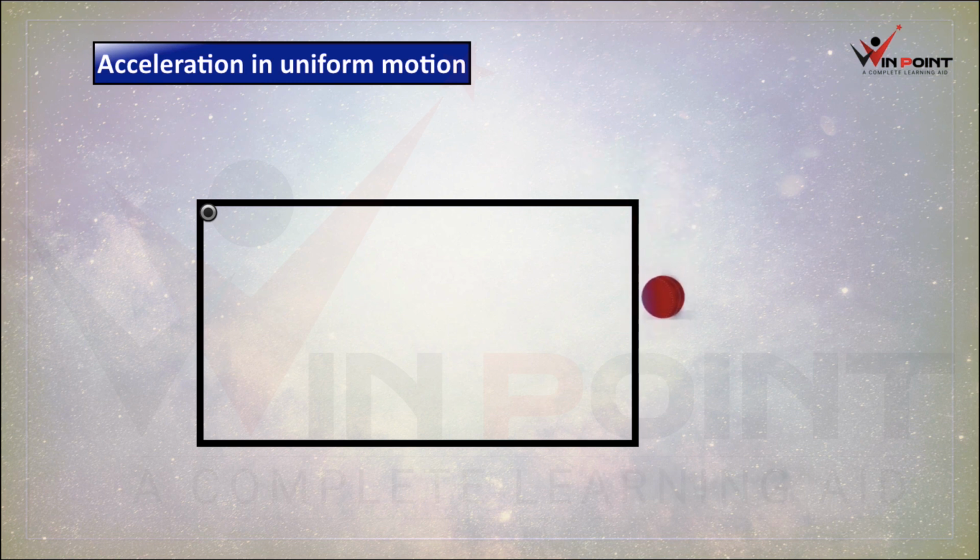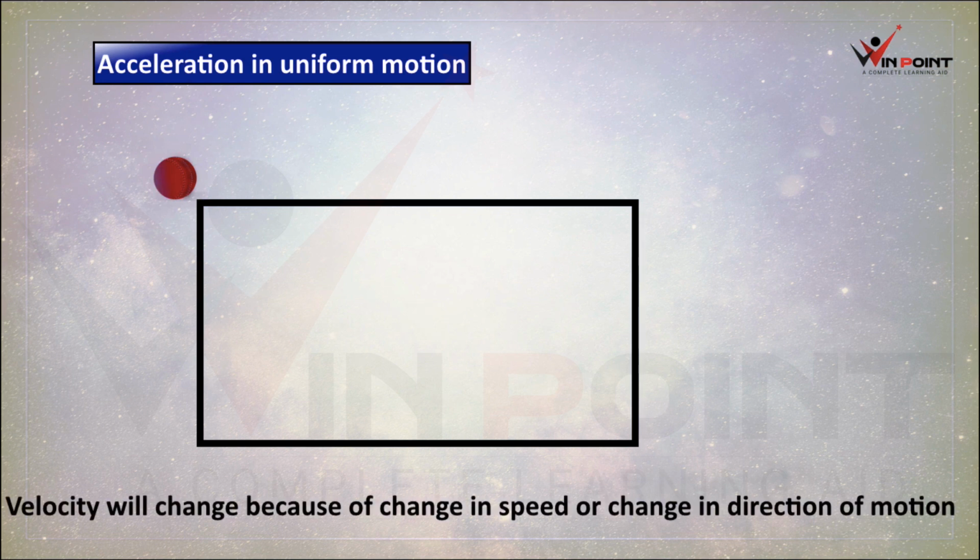Now it changed the direction, right? So it is in uniform speed, but it is not uniform velocity. Again it changed the direction, velocity changed. Again it changed the direction, velocity changed. We can conclude that if there is a change in direction, the velocity will change. If the velocity is changing, the object is accelerating. Velocity will change because of a change in speed or a change in direction of motion.